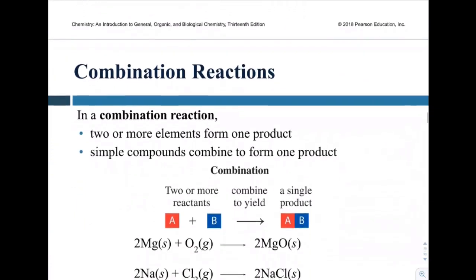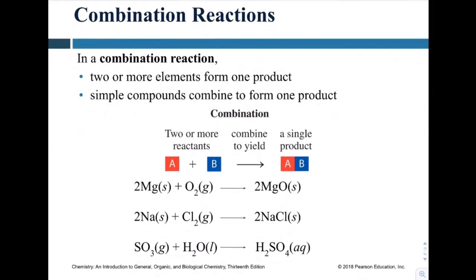So combination reaction. A combination reaction is where two or more elements form one product. So look at all of these examples. They all have one product that they're being made. Yes, I know it's 2 moles of sodium and 2 moles of magnesium oxide here, but it's just one type of product. There's no plus sign on the right side. So no plus sign on the right side, you got yourself a combination reaction. You're combining to make one type of thing, even if you've got more than 1 mole of that thing. So that is a combination reaction.